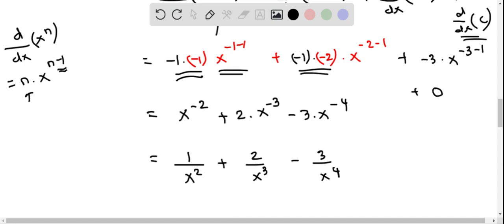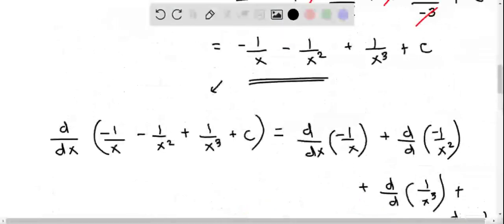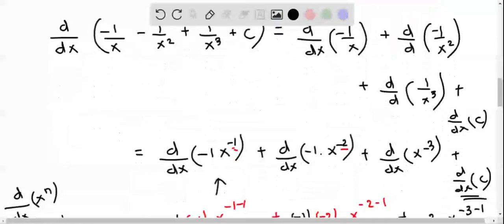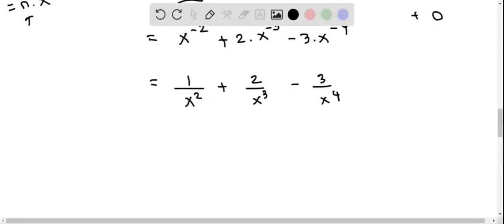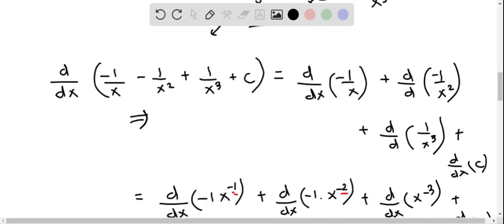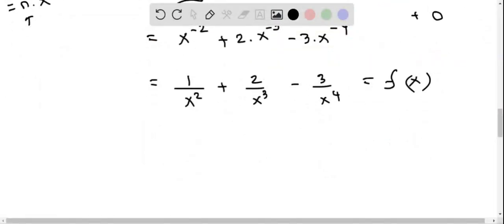Let's see if this is equivalent to f of x. Let's go back and verify if this is our f of x. We have 1 by x squared plus 2 by x cube minus 3 by x power 4. And here we have 1 by x squared plus 2 by x cube minus 3 by x power 4. And so I can write down this as f of x. So we differentiated the result of integration, and when we differentiated the result after integrating the original f of x, we got back our original f of x.